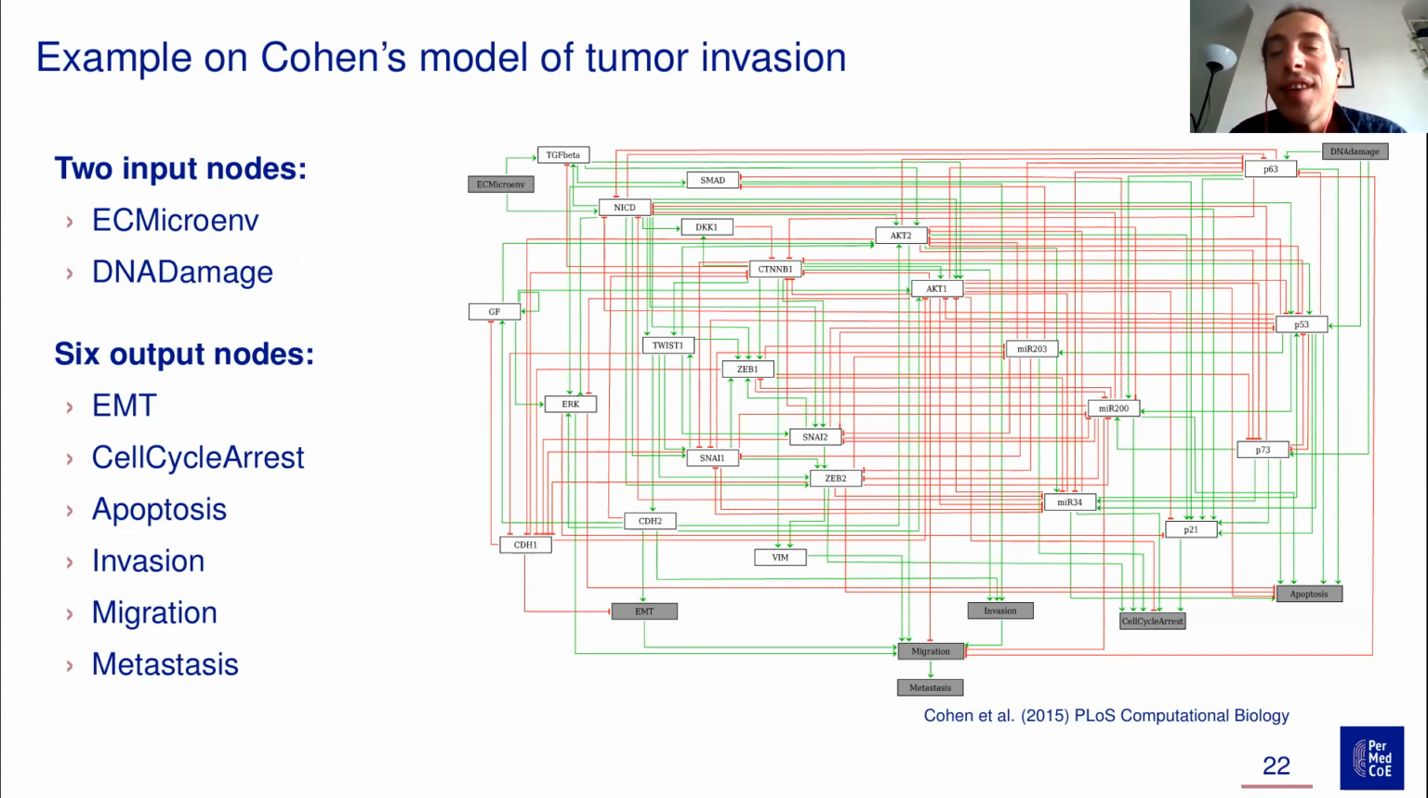And we have another type of nodes, which are the output nodes. These are the ones which will be like the readouts of our system to be able to see what really happened at the end of a simulation. So here we have different output nodes: EMT for epithelial mesenchymal transition. We have cell cycle arrest, which will be true if the cell cycle is arrested. We have also a node for apoptosis, which will say that the cell will be activating apoptosis. We have a node for invasion, which means the cell is starting the invasion process. Migration, which means that the cell will be migrating, and metastasis, which is basically similar to migration.